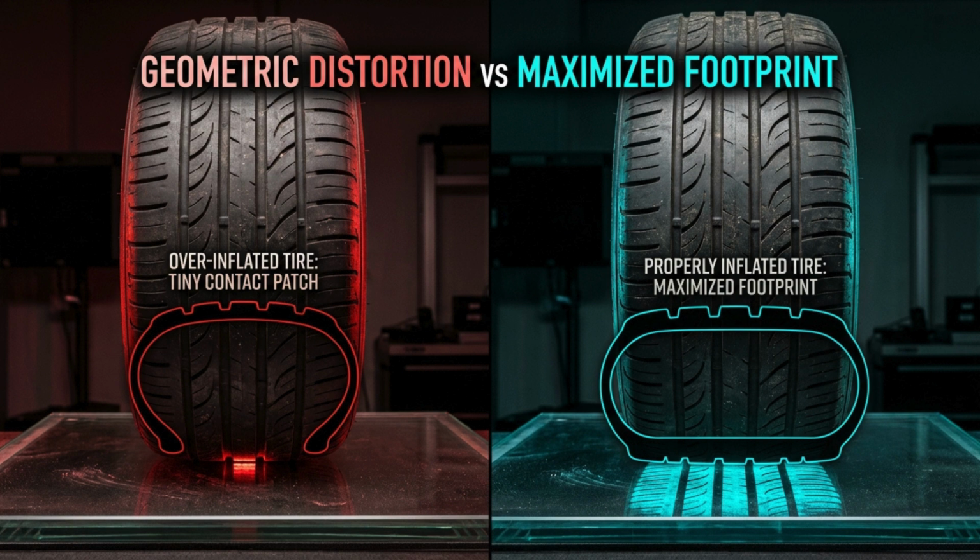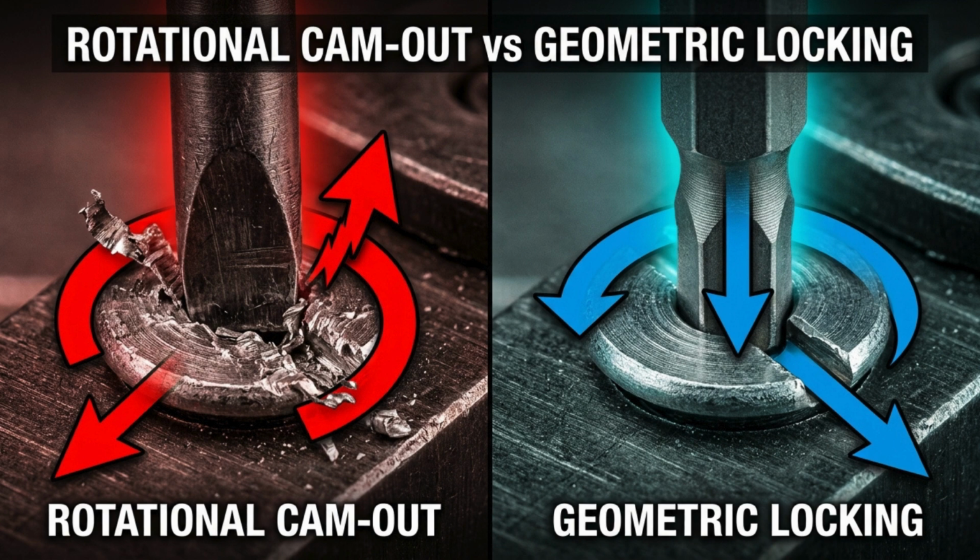Tire inflation specs, micro-contact patch distortion. Inflating to the max PSI on the tire wall causes the rubber to balloon, shrinking the road contact patch and risking hydroplaning. You must use the door jamb spec, engineered for the exact gravitational mass of the vehicle to maximize the geometric footprint.